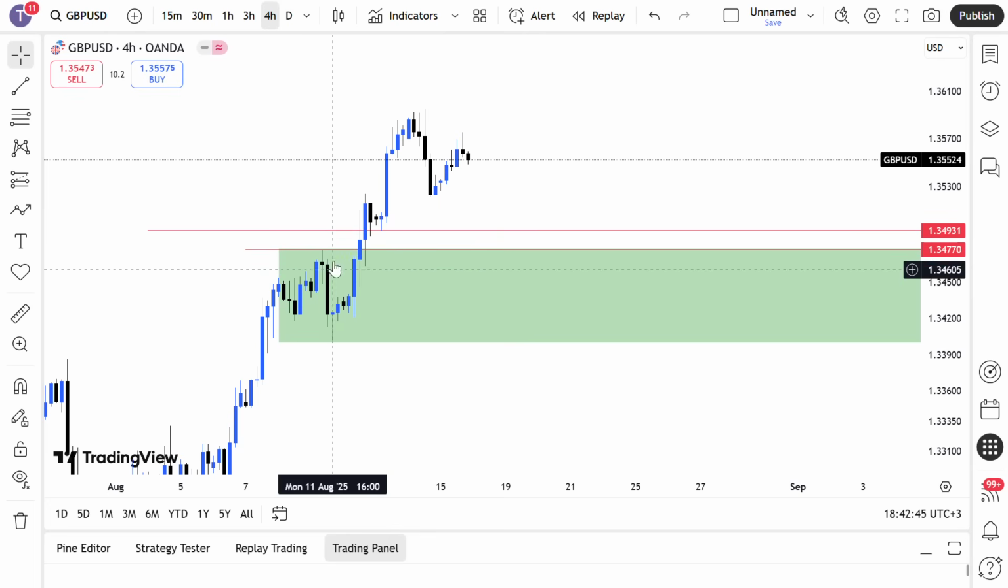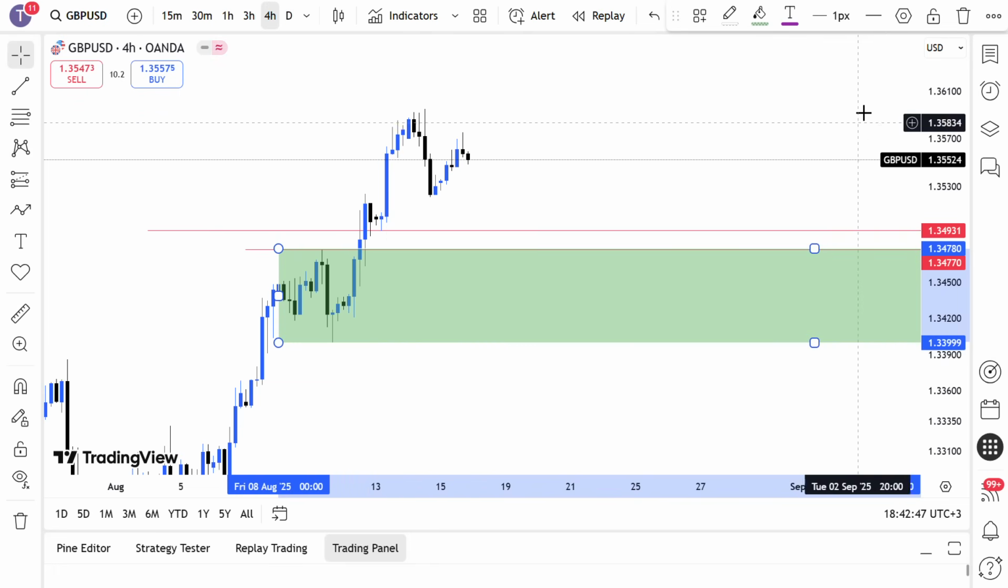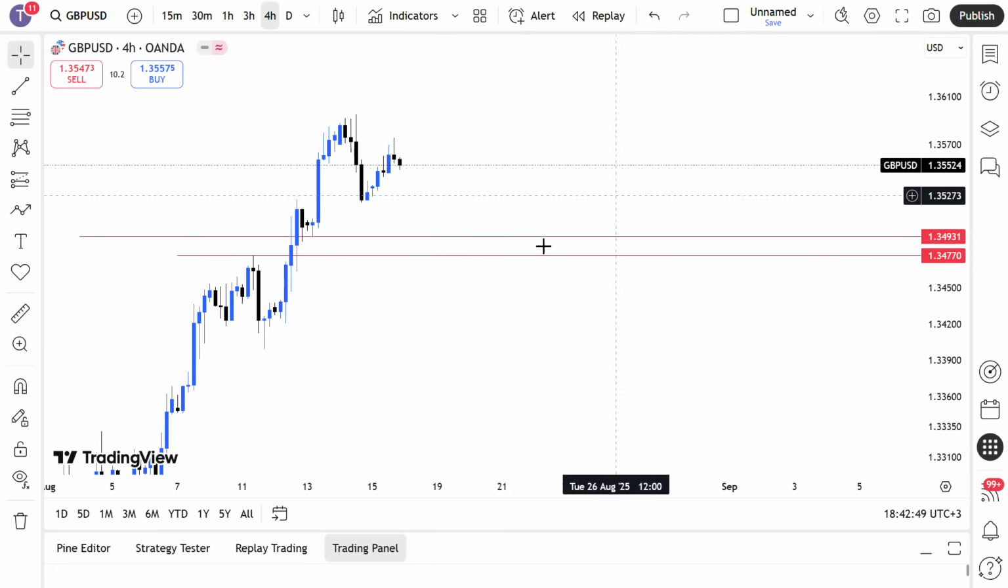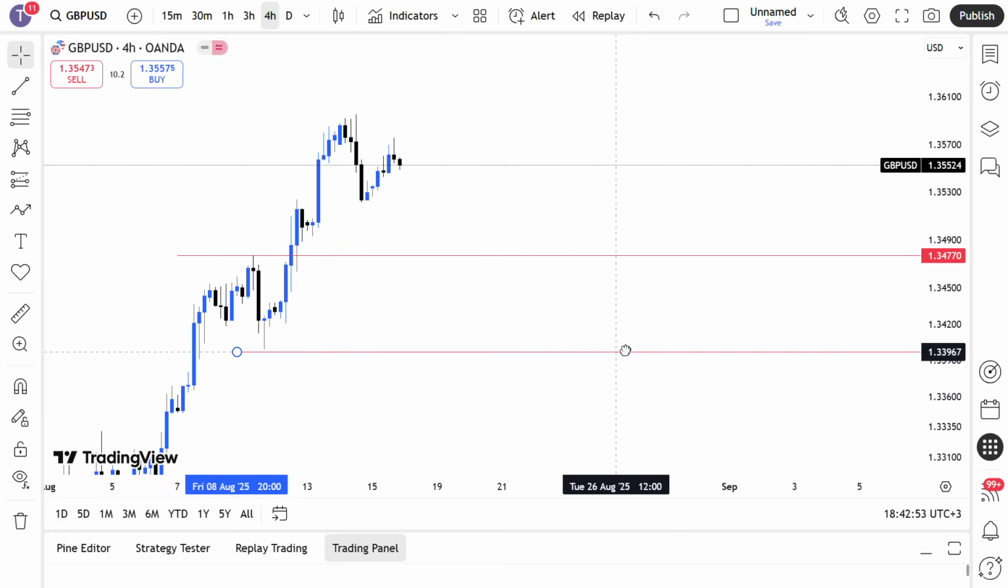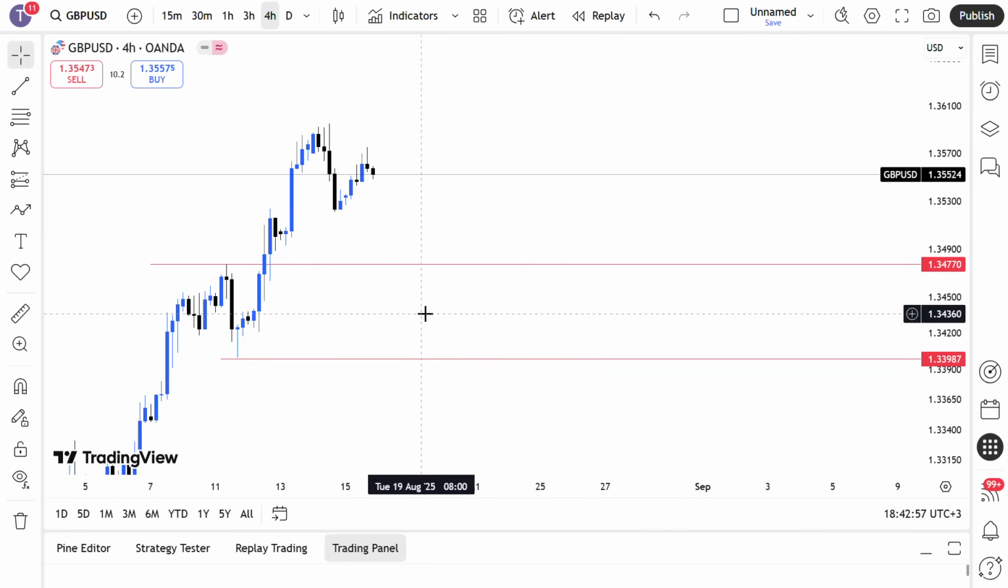Here we have the valid break of structure. Let me delete this so that we can be very clear. So the order block is from this high to this low. That is the daily order block. So here, inside here, is where I am expecting the change of character.